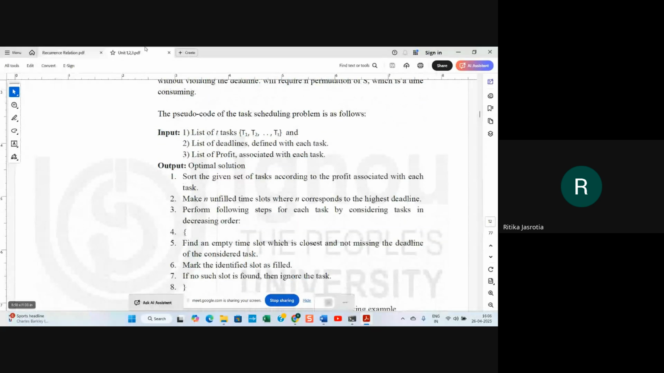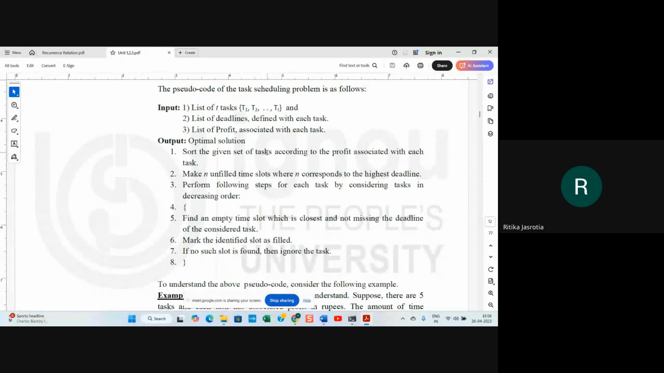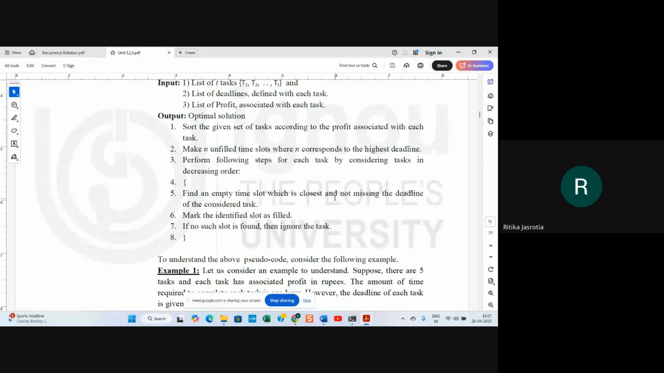So here they have given a pseudocode: list of T tasks, list of deadlines defined with each task, list of profit associated with each task. So the optimal solution is to sort the given set of tasks according to the profit associated with each task. Make n unfilled time slots where n corresponds to the highest deadline. Perform the following steps for each task by considering tasks in decreasing order. Find an empty time slot which is closest and not missing the deadline of the considered task. Mark the identified slot as filled. If no such slot is found, then ignore the task.